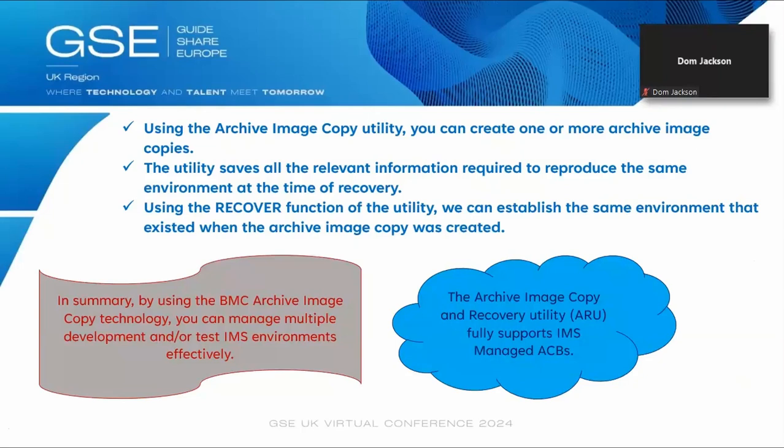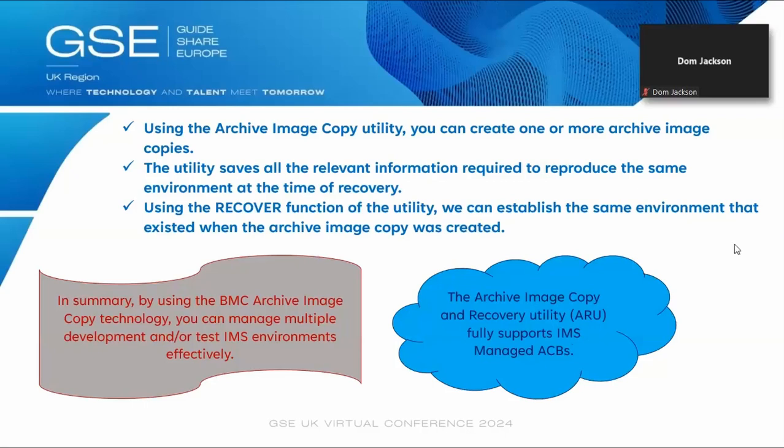Using the archive image copy utility, you can create one or more archive image copies. The utility saves all the relevant information that is required to reproduce the same environment at the time of recovery. Using the recover function of the utility, we can establish the same environment that existed when the archive image copy was created.